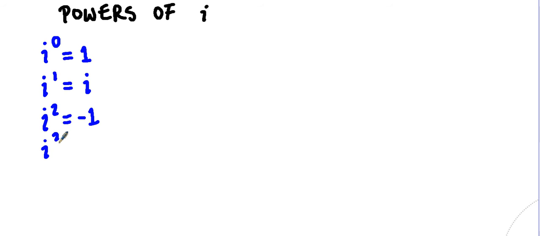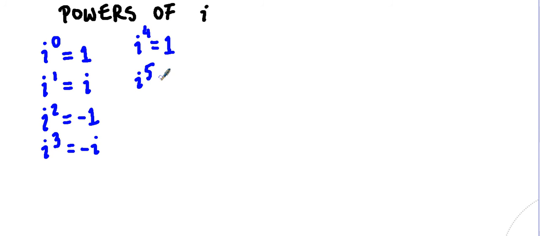i to the power of 3 equals i times i, which is i squared, which is -1, times another i. So it's really -1 times i, which is -i. If we continue, we soon realize that i to the power of 4 must equal 1, because i squared is -1, times another i squared which is also -1, so i to the power of 4 would be 1.